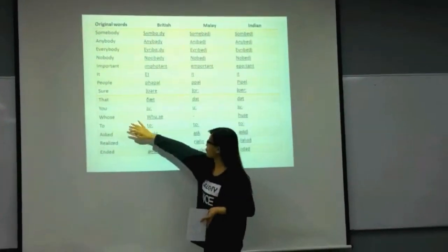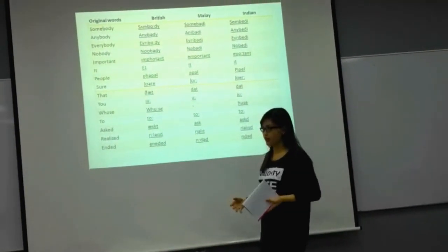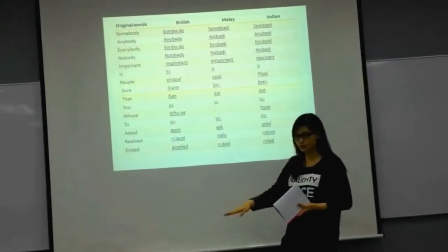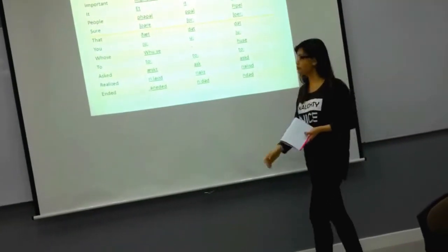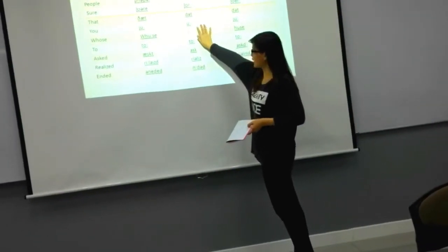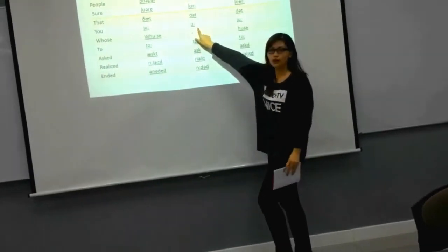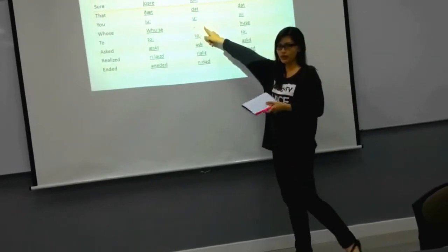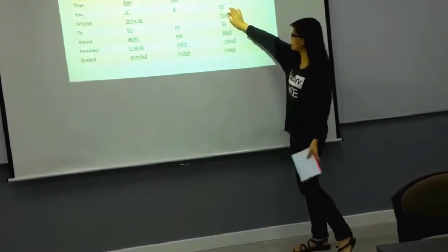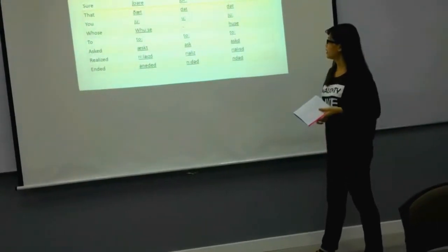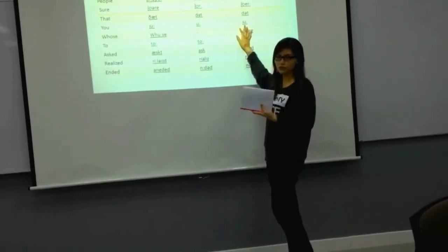Next one is "you". For British, he will pronounce it as "you", like "nobody asks you to do it". The way he said it, he will stress on the word "you". For Malay, she will say "nobody asks you to do it", so flat, nothing stressed on the word "you". For Indian, the way he pronounces the word "you" is the same as the British guy, like "nobody asks you to do it".